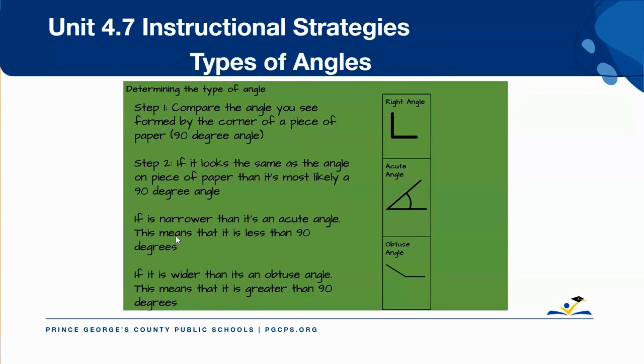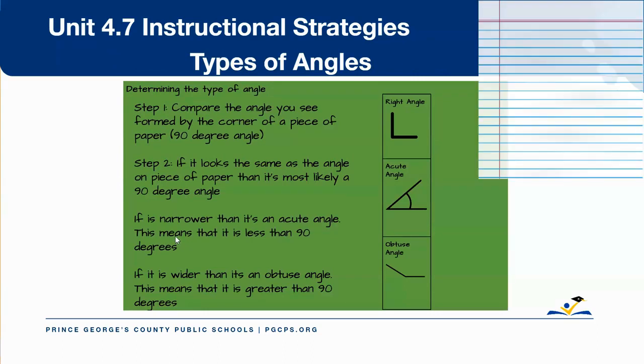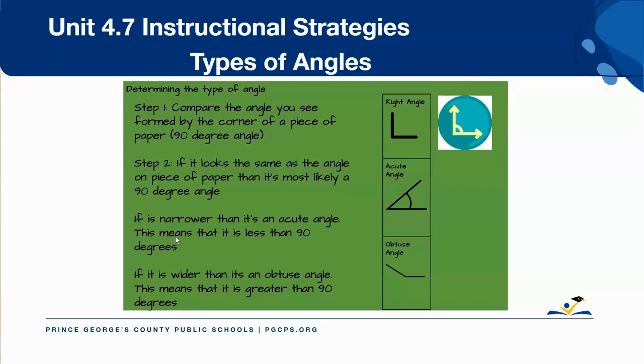Then they need to determine the type of angle. Compare the angle that they see formed by the corner of a piece of paper, because that's going to be their 90-degree angle. If it looks the same as the angle on a piece of paper, then it's most likely a 90-degree angle. That's step 2.